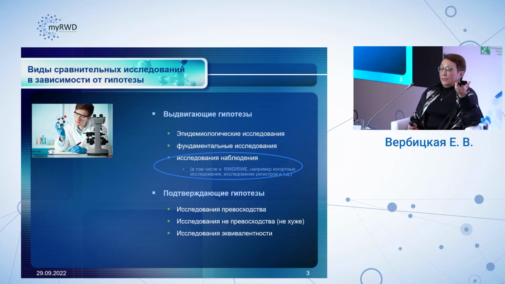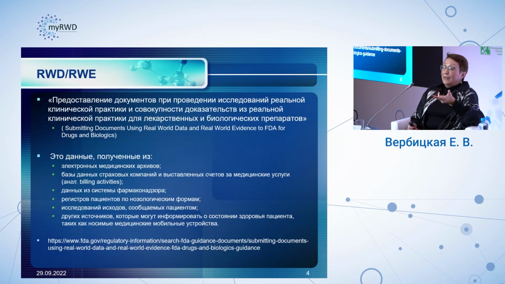Where is the place of real-world data and real-world evidence? First of all, observational trials. Here we have registers, cohort trials, and so on and so forth that contain real-world data and real-world evidence. But what about the supporting hypothesis? Because we speak about the transfer to RWE, and evidence is supposed to prove something.